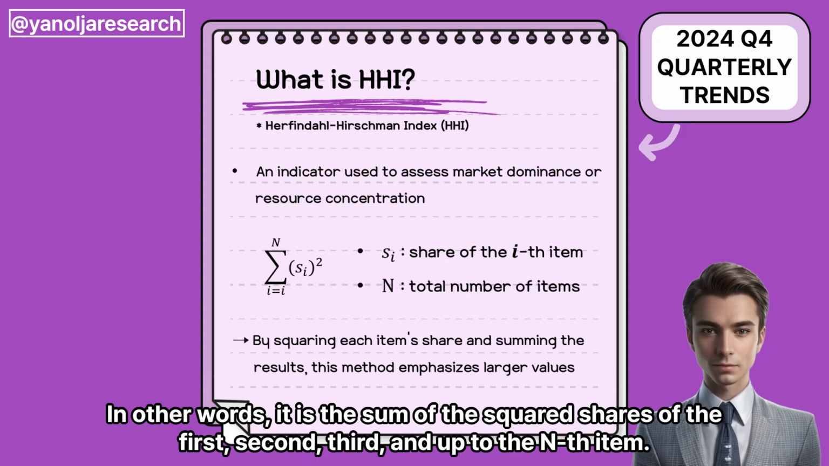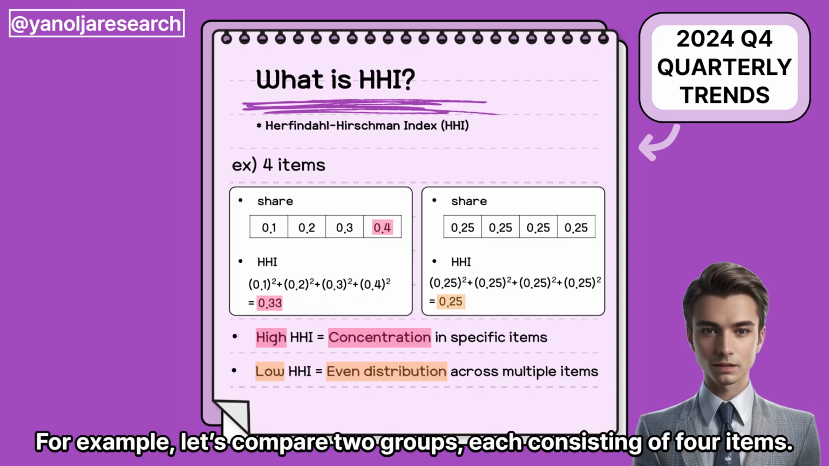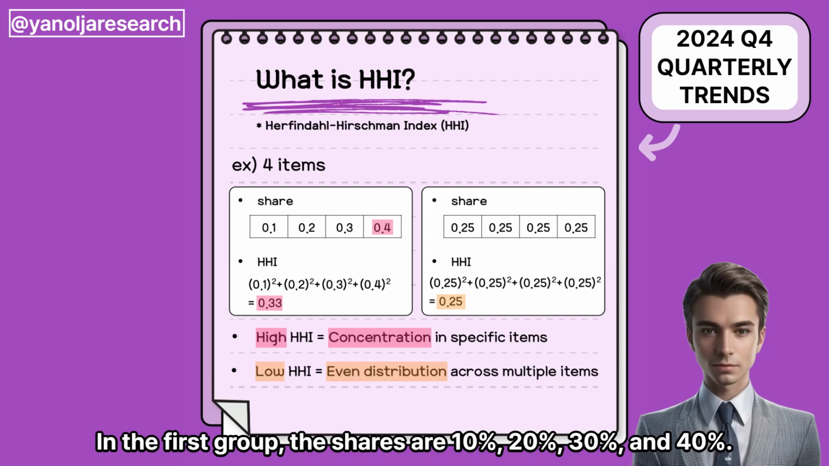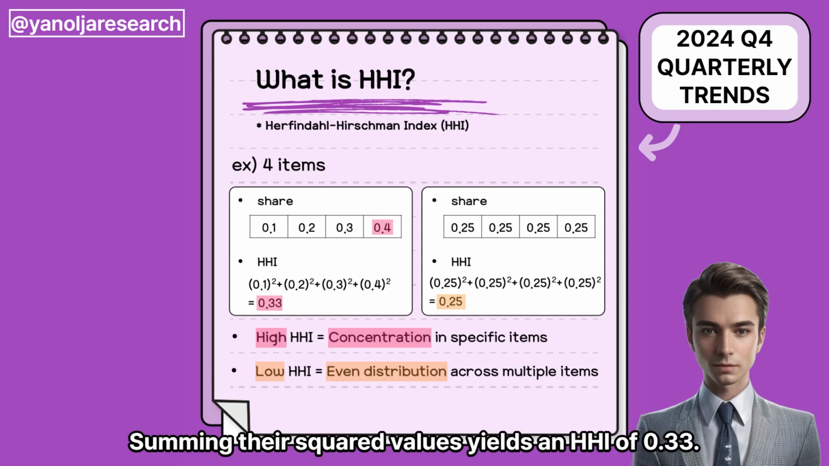In other words, it is the sum of the squared shares of the first, second, third, and up to the nth item. For example, let's compare two groups, each consisting of 4 items. In the first group, the shares are 10%, 20%, 30%, and 40%. Summing their squared values yields an HHI of 0.33.